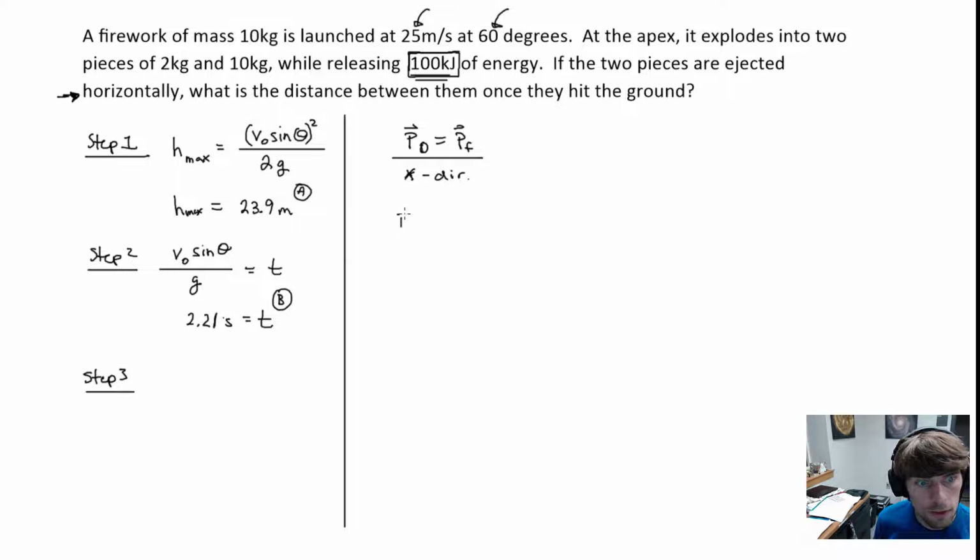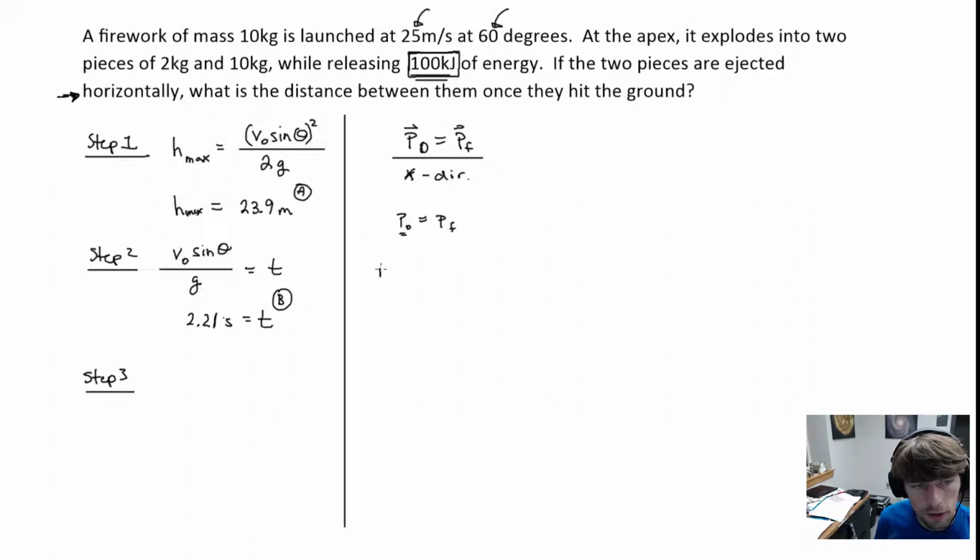So we can write the initial is equal to the final. Ta-da! Okay? Of course, initially we have to be careful because now we don't have an object at rest. The firework is arcing over. So even at the peak, it's still moving, horizontally, of course.